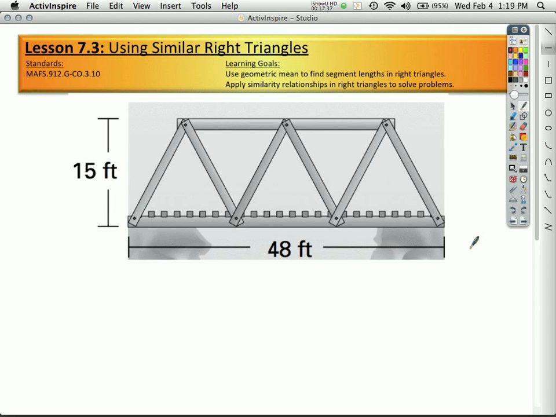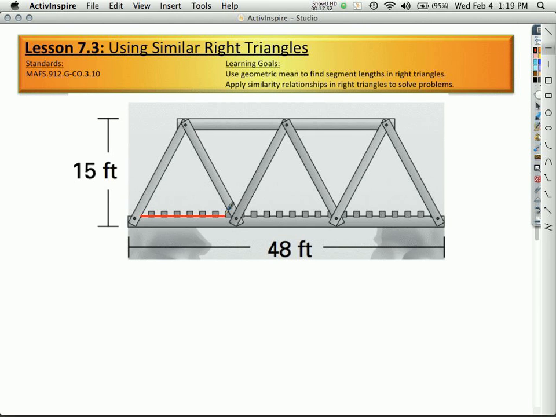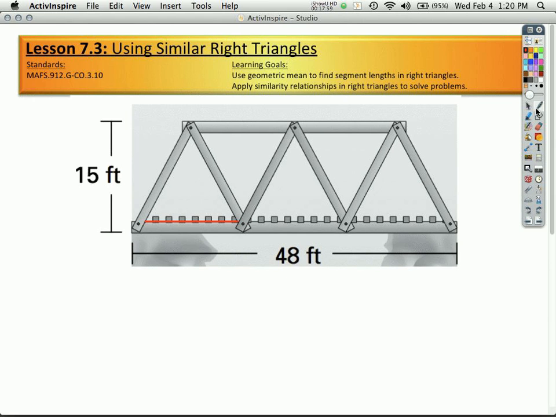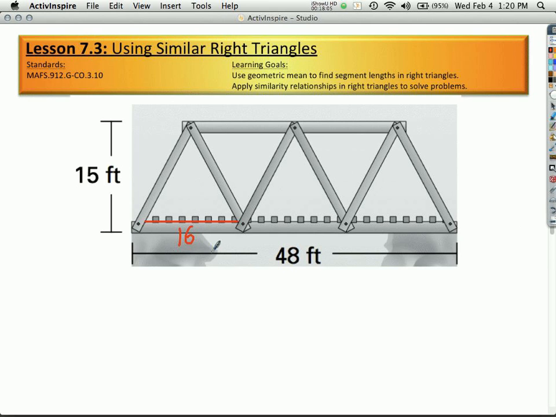Michaela? The bottom side, where it says 48 feet. You can divide 48 by 3 and you get one side, so 16. Okay, so now why are you allowed to do that? What evidence was there that you could divide that 48 by 3? They're all congruent. Okay, so they're all congruent. And that one piece of information told you that that was going to be 16. Absolutely.